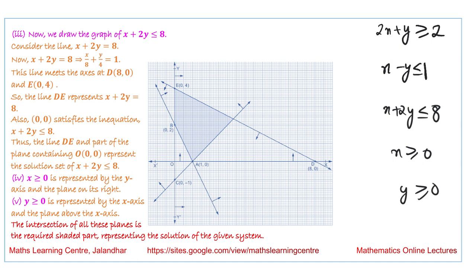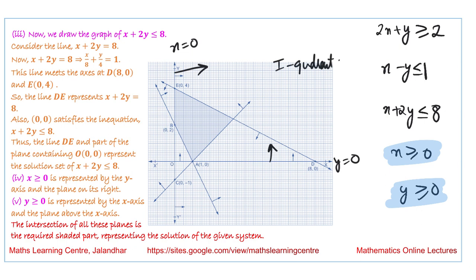So from these two conditions, x is greater than or equal to 0 and y is greater than or equal to 0, it is clear that we are talking about the first quadrant. This is the equation y equals 0, this is x equals 0. So we are saying the portion above the x axis and the portion on the right side of the y axis. So we are talking about the solution that lies in the first quadrant.